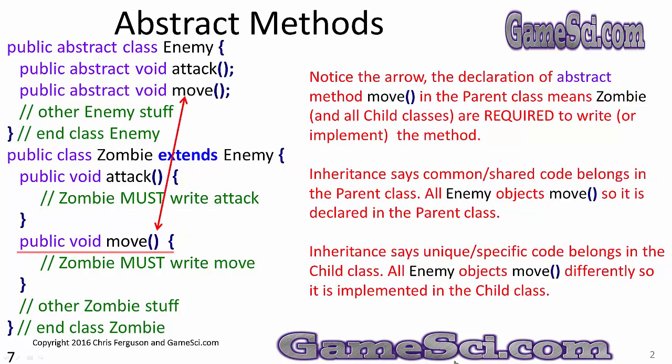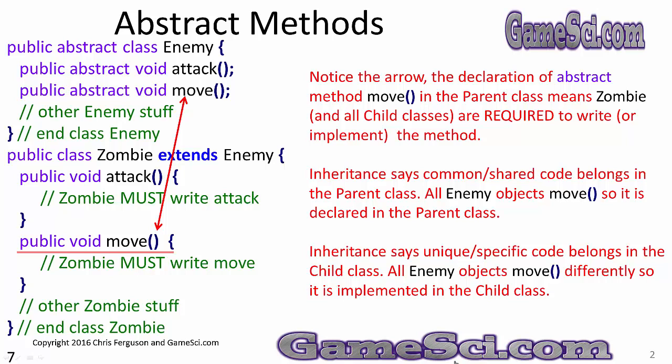Notice the double-ended arrow again. We're going to write a public void move inside the class zombie. The declaration of the abstract method move in the parent class means zombie and all other child classes are required to write or implement the move method. Inheritance says common or shared code belongs in the parent class. All enemy objects move, so it's declared in the parent class. Inheritance says unique or specific code belongs in the child class. All objects move differently, so it's implemented in the child class.